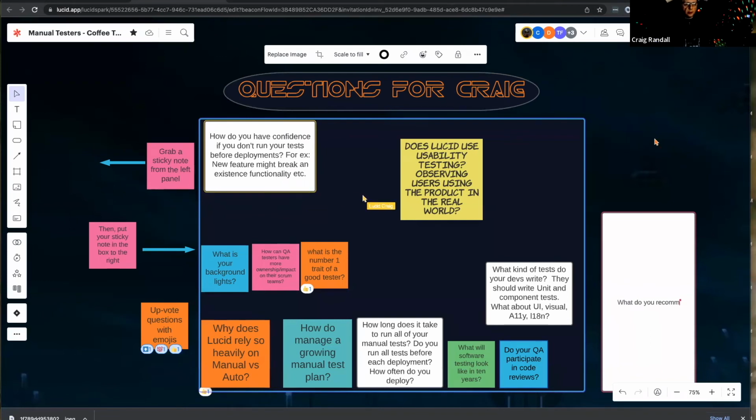How do you have confidence if you don't run your tests before deployments? Because we already tested it. We are doing all of our testing before it's deploying. But this is right, there's two separate types of testing. We're doing the exploratory testing of the functionality while it's still being built. And then the developers who build the functionality write the automation associated with that functionality.